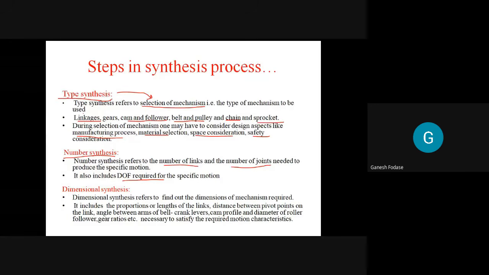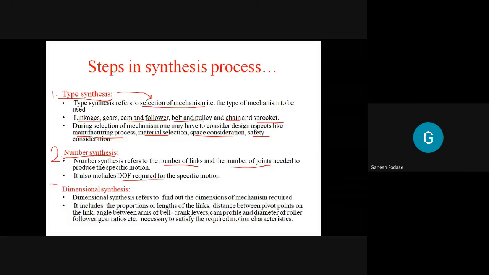Means in the first step, we select a mechanism. Let's say we talk about linkages. We select, let's say, a 4-bar linkage. In that case, after selection of the 4-bar linkage, in the second step, that is in number synthesis, we are going to select how many links. As it is 4-bar, we know 4 links are there. But which types of links are there? Then how many joints will be there? Which type of joints will be there? And then number of pairs, then degree of freedom. If you know the number of links, joints, and pairs, then you can calculate the degree of freedom of that mechanism. So all these calculations come under the category of number synthesis. So the first step is type synthesis, and the second step is number synthesis.